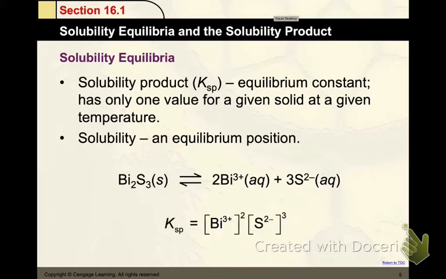The Ksp expression then for this, just like any other equilibrium constant, would be products over reactants, but our reactant is a solid, so that's not going to be included in the expression. So our Ksp expression is simply the concentration of Bi3+ when this reaches equilibrium squared times the concentration of the S2- cubed.